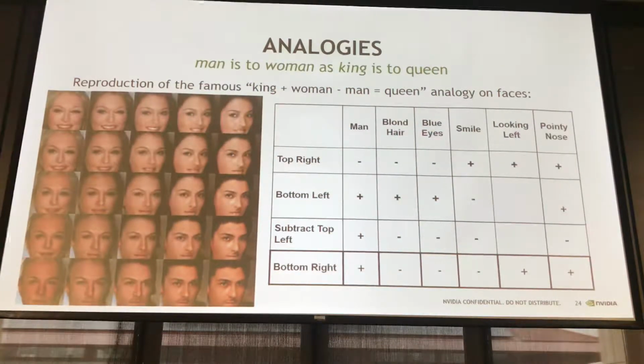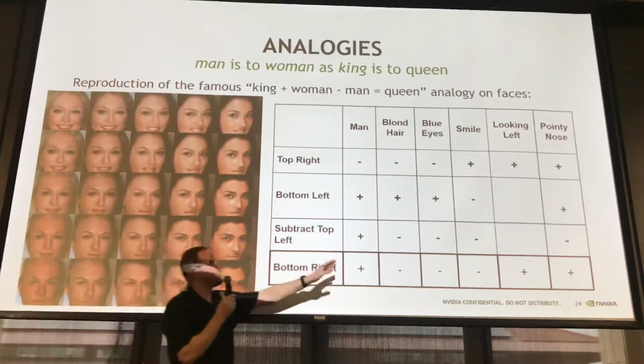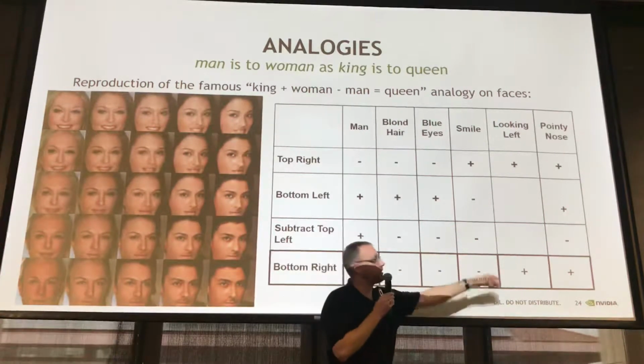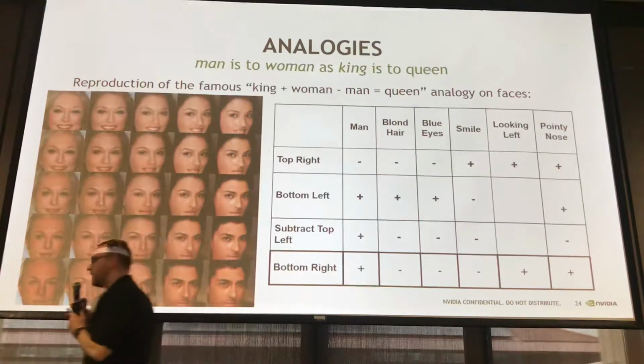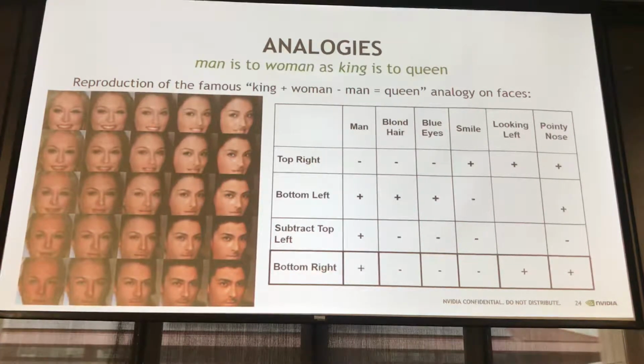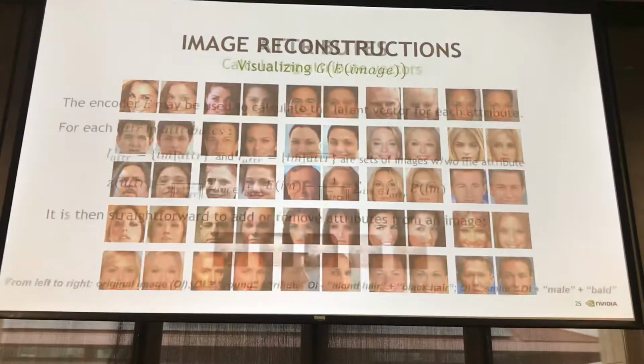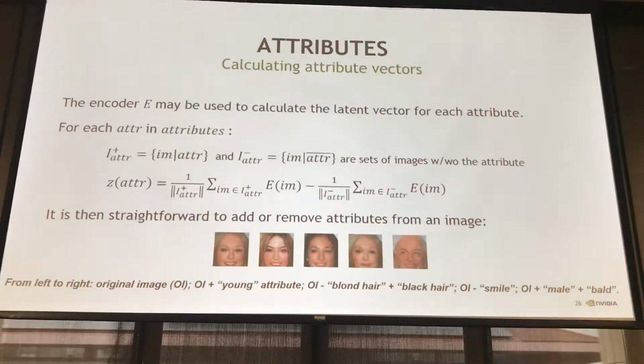And this is actually what you're going to do. You're going to say, okay, is it a man, yes or no, blonde hair, blue eyes, smiling, looking left, pointy nose, and so on and so forth. And you're going to generate an image because you know what the characteristics of the Z vector are. Let's go to another one. So this is what we're doing here with the attributes.